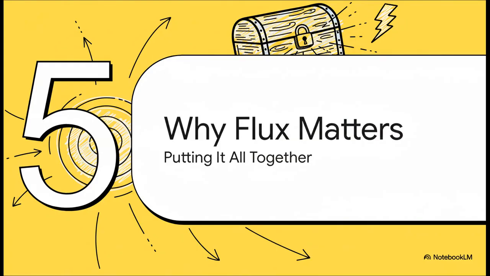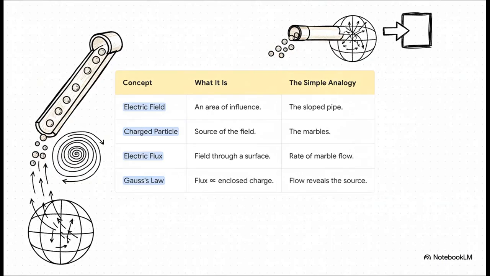Okay, let's bring this all together. We started with a simple idea about marbles in a pipe, and we ended up with a physical law that lets us basically see inside a sealed container. I mean, that's a pretty big leap when you think about it. Honestly, this table is the ultimate cheat sheet for this whole topic. It connects every single part of our simple pipe and marbles analogy directly to the formal physics. The sloped pipe is the field, the marbles are the charges, the rate of flow is the flux, and, most importantly, knowing the total flow out of the pipe tells you something about the source of marbles up top, and that's Gauss's law in a nutshell.